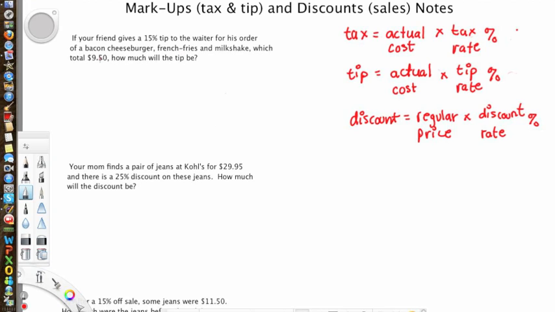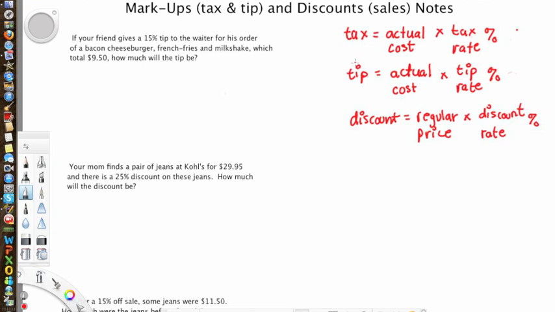Let's take a look at our first example here. This is, I think, the second example in your guided notes. It says, if your friend gives a 15% tip to the waiter for his order of a bacon cheeseburger, french fries, and milkshake, which total $9.50 altogether, how much will the tip be? Okay, this is a real practical problem. So we need to go over here.